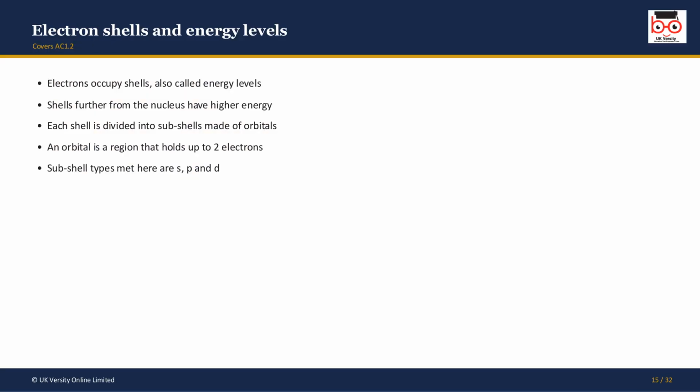Now, let's look more closely at where the electrons live. They occupy shells, also called energy levels, and the further a shell is from the nucleus, the higher its energy. Each shell is divided into subshells, which are themselves made up of orbitals, and every orbital can hold up to 2 electrons. The subshell types we'll meet here are the S, P, and D types.